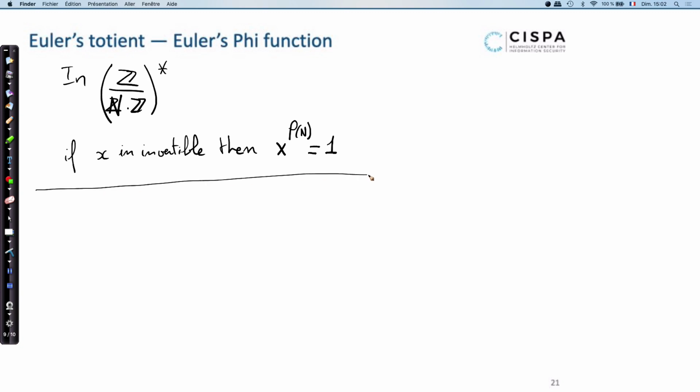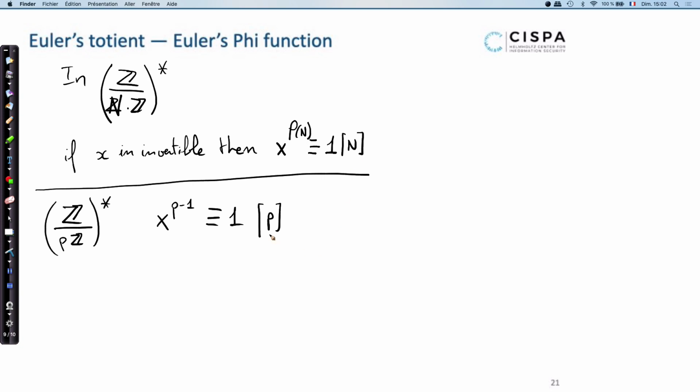And if you apply it to primes, it means that in Zp star, x to the p minus 1 is equal to 1 mod p. Okay. This is called Fermat's little theorem.